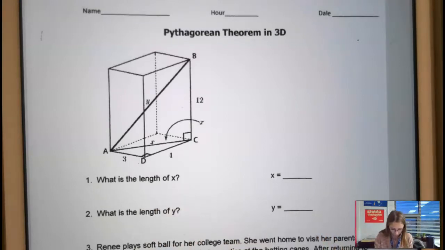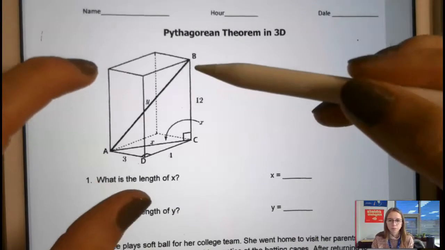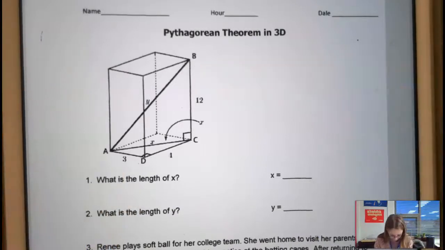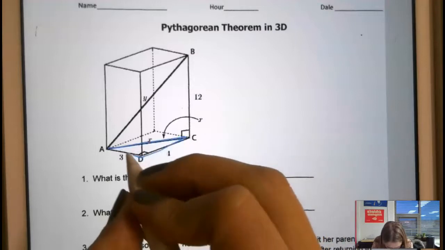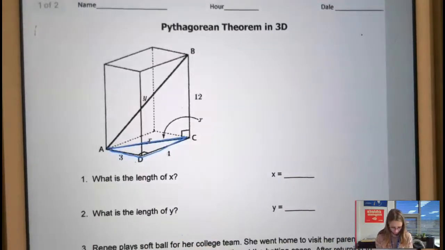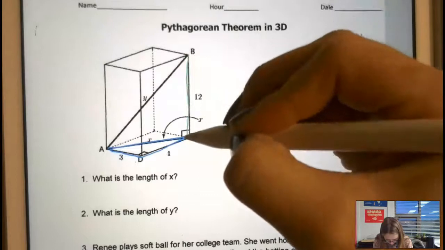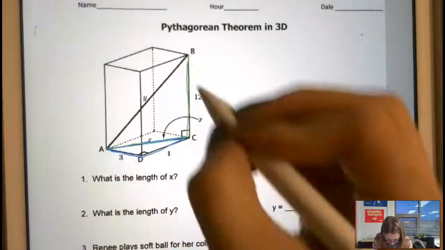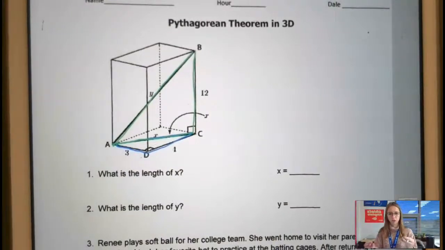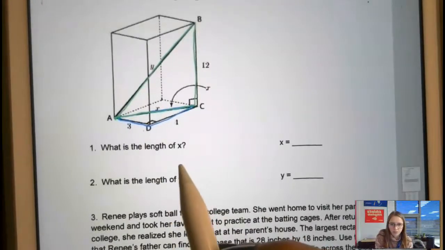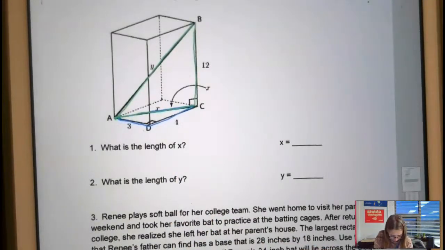So, as you can see here, we have a 3D prism, and so we have a little triangle down here, a right triangle there, and then we have another right triangle here. Alright, so we have to kind of try and visualize them as individuals, even though they are connected inside this prism. Alright, so right here it says, what is the length of x? Alright, so let's look here.